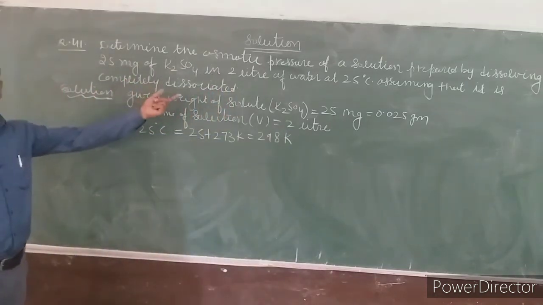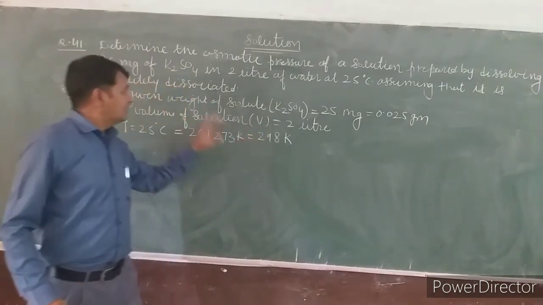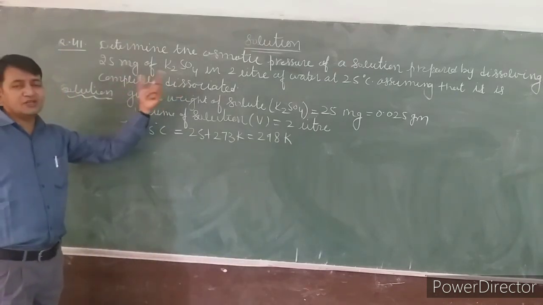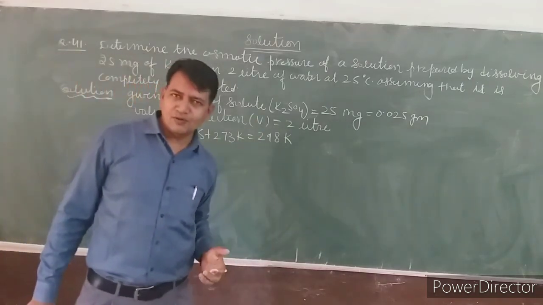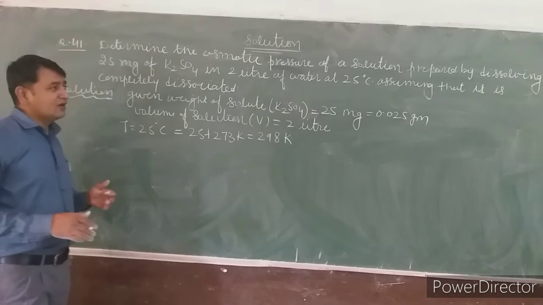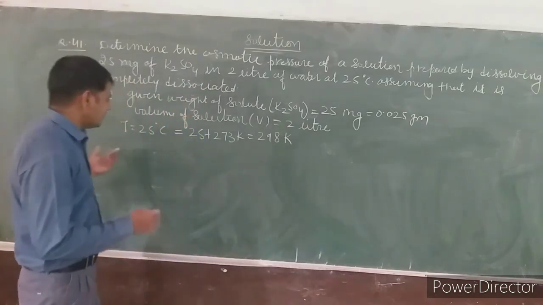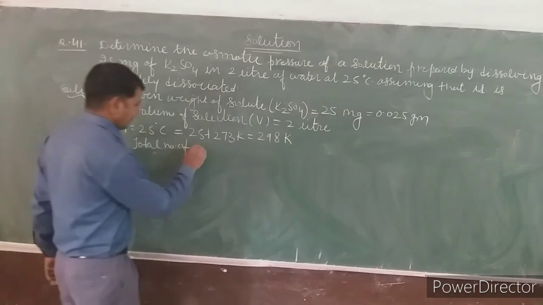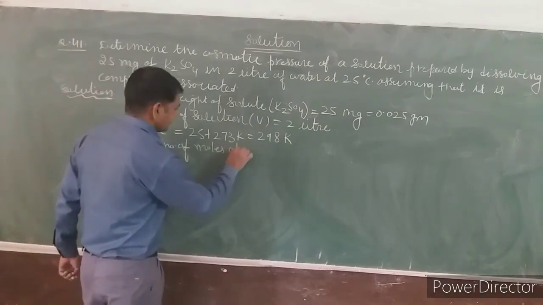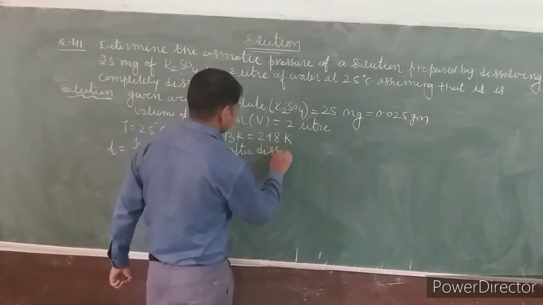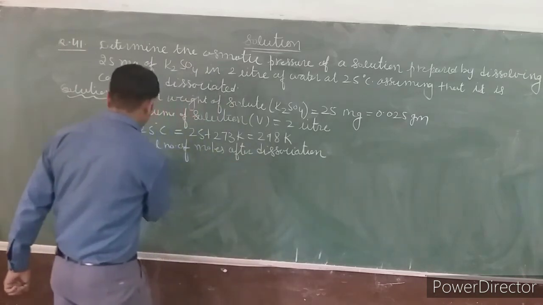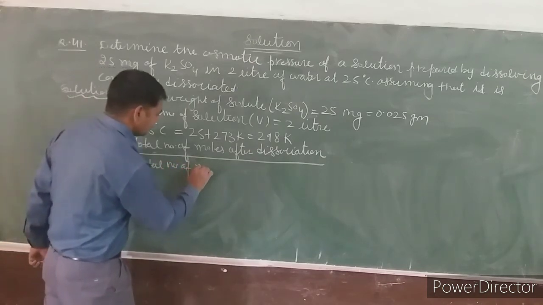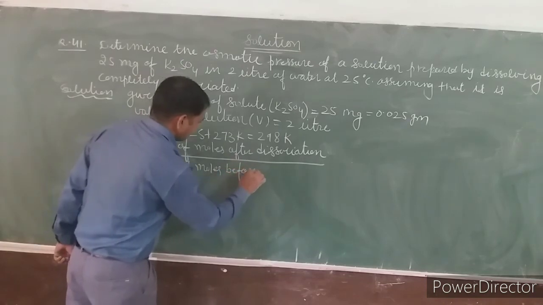Assuming that it is completely dissociated, it is clearly showing that it is a dissociation process and it is completely dissociated. Where we have the word dissociated or dissociation, it means the problem is related to the Vant Hoff factor. And for the dissociation process, calculating the Vant Hoff factor is very easy. I is equal to the total number of moles or particles after dissociation upon the total number of moles before dissociation.